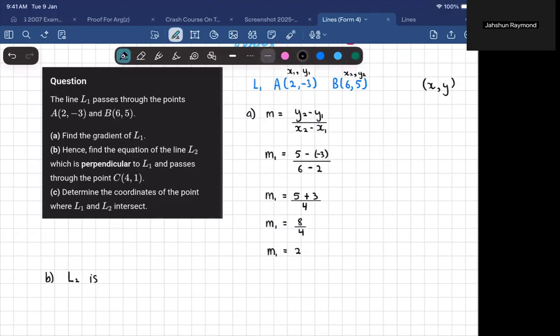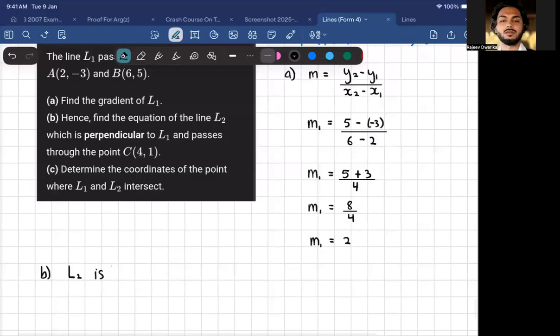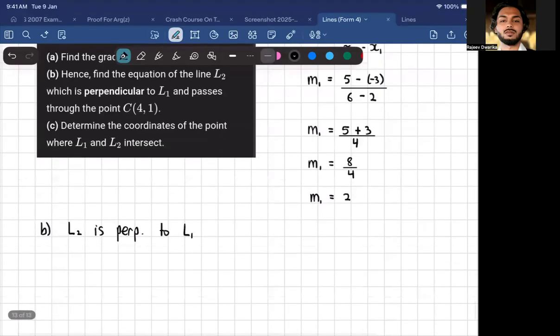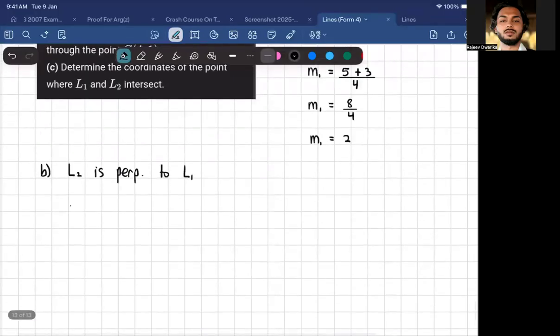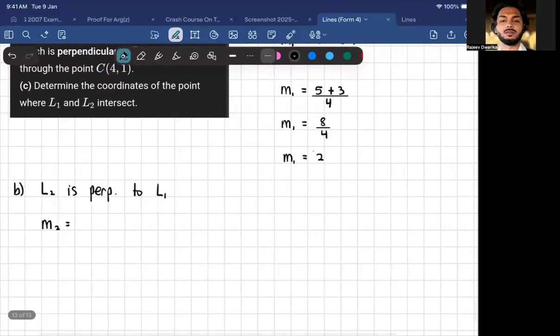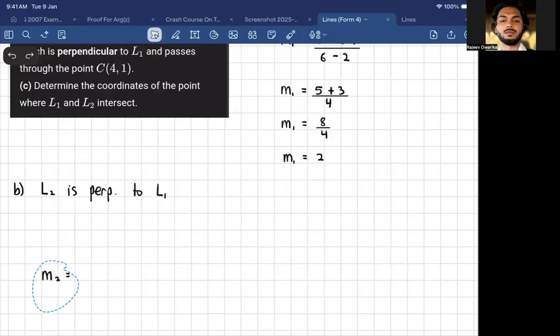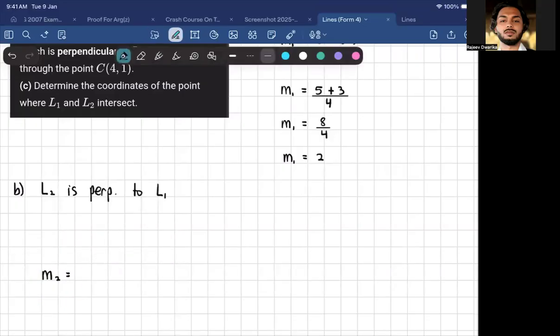No, sir. Okay, good. Right? I know when people hear negative reciprocal, they get scared. Right? So L2 is perpendicular to L1. So Joshon, if L2 is perpendicular to L1, that means the gradient of the second line would just be the negative reciprocal of the gradient of the first line. So negative reciprocal just means you're going to change the sign and you're going to flip.